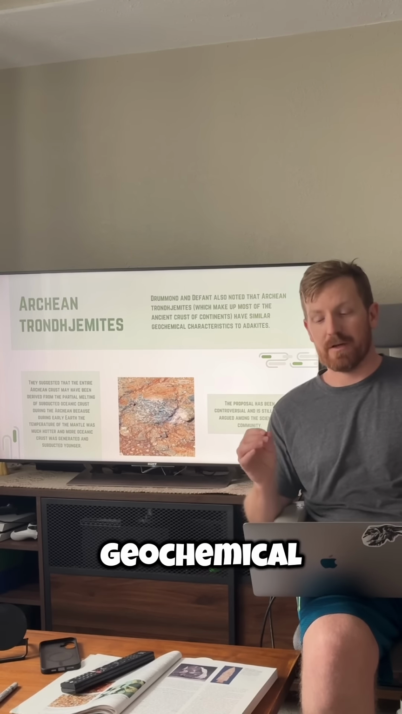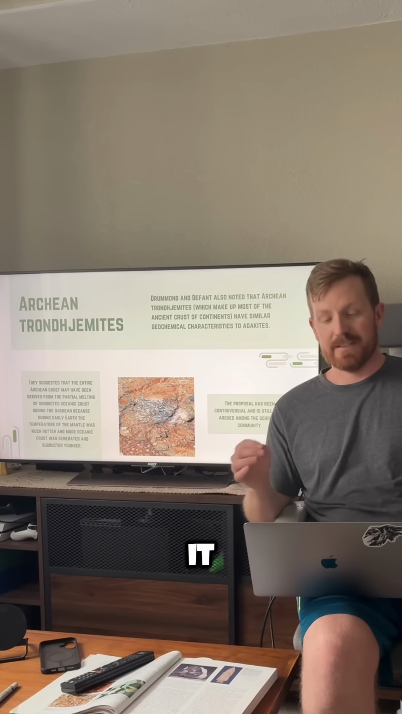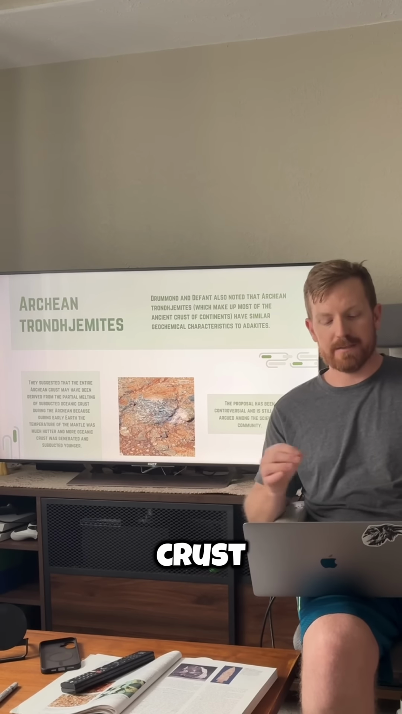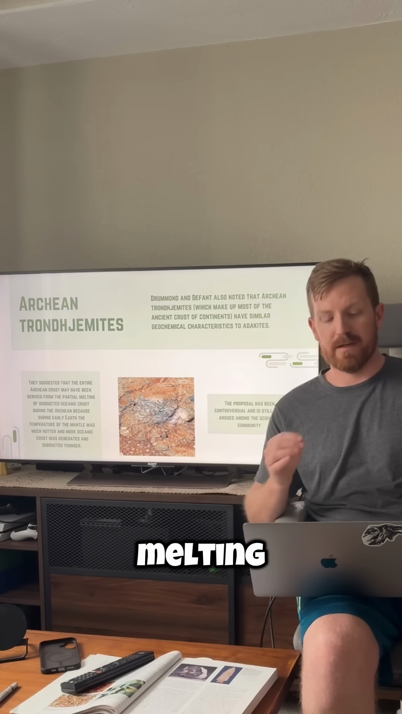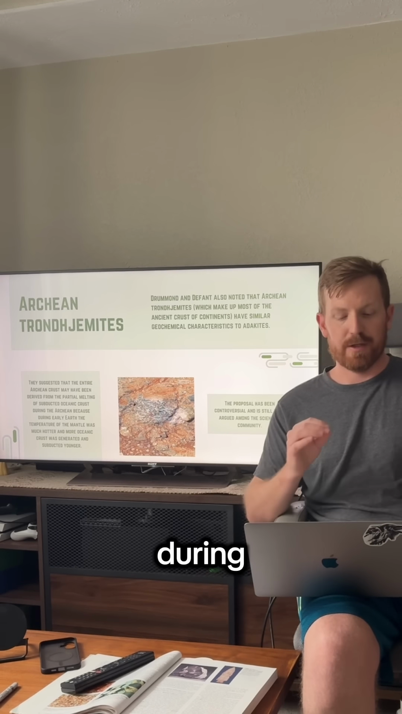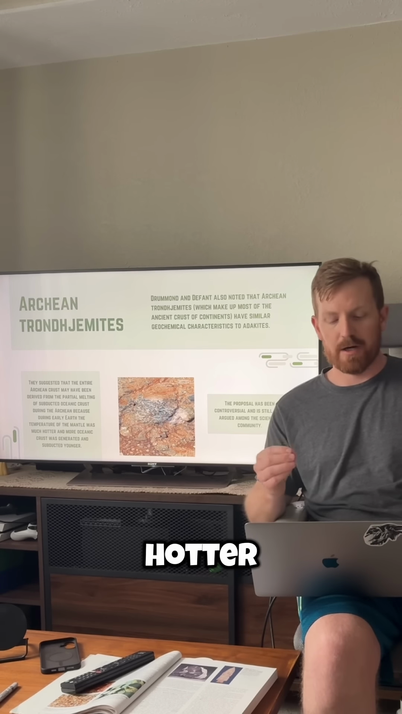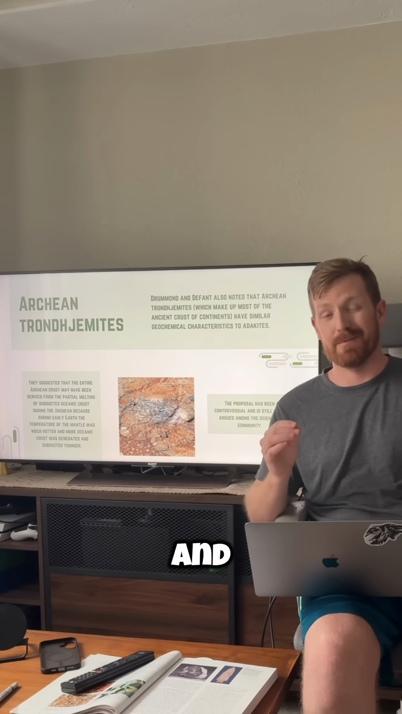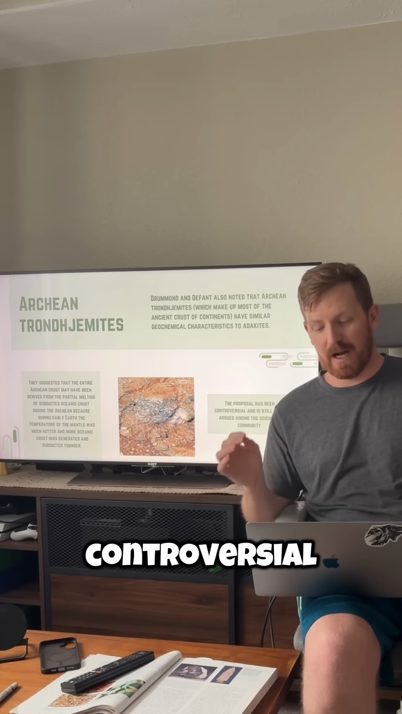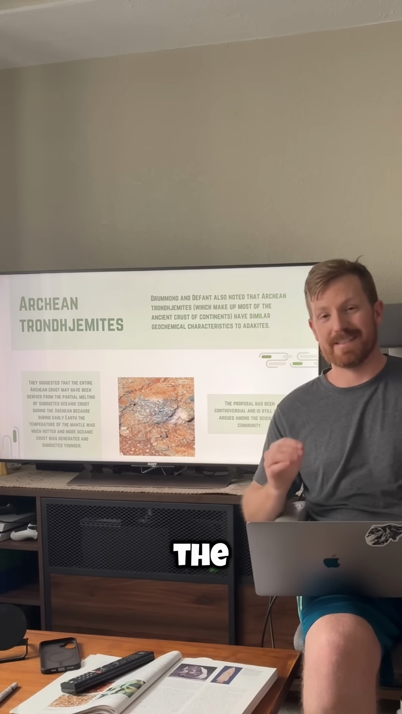Drummond and DeFont also noted that Archean trondhjemites, which make up most of the ancient crust of continents, have similar geochemical characteristics to Adakites. They suggested that the entire Archean crust may have been derived from partial melting of subducted oceanic crust during the Archean, because during early Earth, the temperature of the mantle was much hotter and more oceanic crust was generated and subducted younger. The proposal has been controversial and is still being argued among the scientific community.